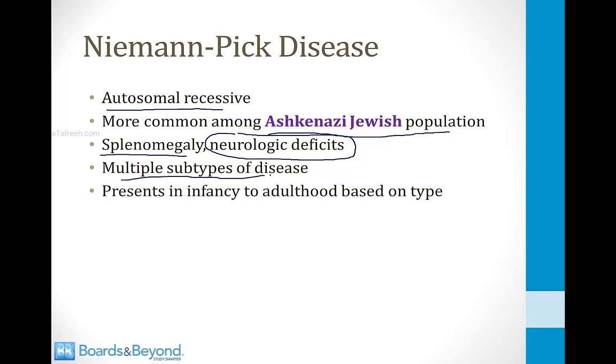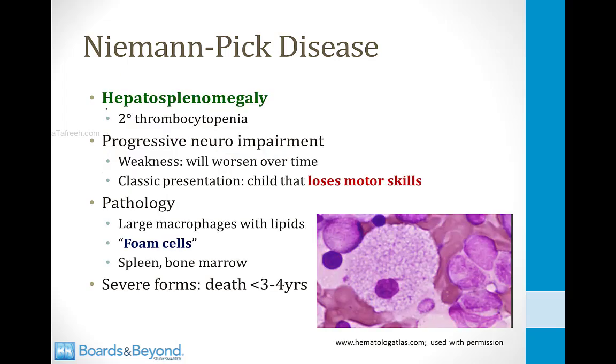There are multiple subtypes of the disease, and the severity can range from mild to very severe, and it can present anywhere from infancy to adulthood based on the type of disease that the child or the adult has. Niemann-Pick disease can result in hepatosplenomegaly just like Gaucher's disease, and because of the enlarged spleen, secondary thrombocytopenia can potentially develop and lead to bruising and bleeding. In addition, there is progressive neuroimpairment, so it will start slowly and worsen over time as the sphingolipids accumulate.